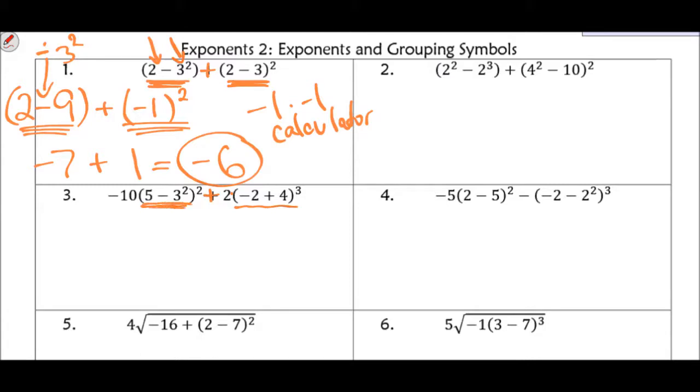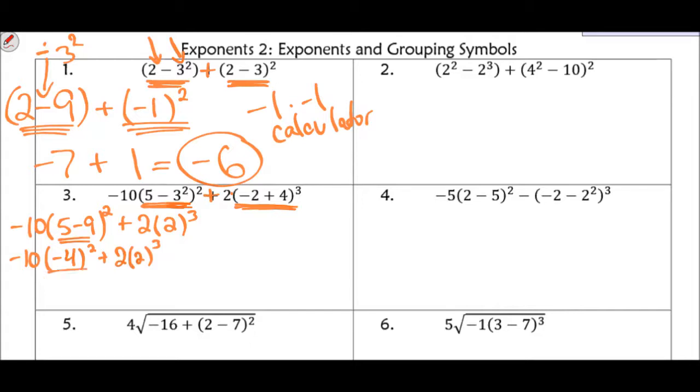In the left parentheses, I'm going to square that 3. So negative 10 is still on the outside of it. And I have 5 minus 9 squared. That entire thing is squared. The squared is on the outside of the parentheses. Plus 2 times negative 2 plus 4 is a positive 2. So now I'm going to do inside that left parentheses. I'm just going to finish inside of there. That's going to be negative 10 times negative 4 squared plus 2 times 2 to the 3rd power.